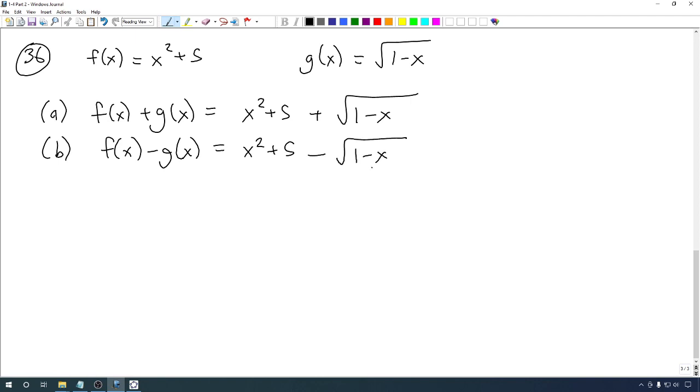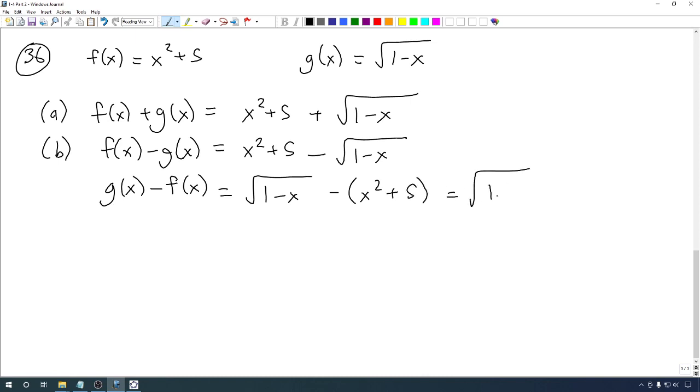minus x. Now, one thing here that they didn't ask for, but I want to make clear, if we were to ask for the other way around, g of x minus f of x, we would put our formula for g of x first. And when we subtract f, we need to make sure that we realize that there's two terms there. We're subtracting that entire sum, which also means we will have to distribute the negative if we don't want to put the parentheses. So we have the square root of 1 minus x, squared minus 5.